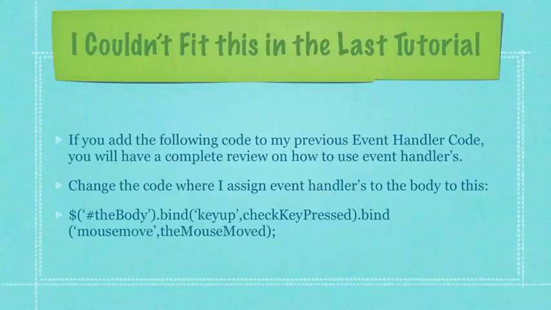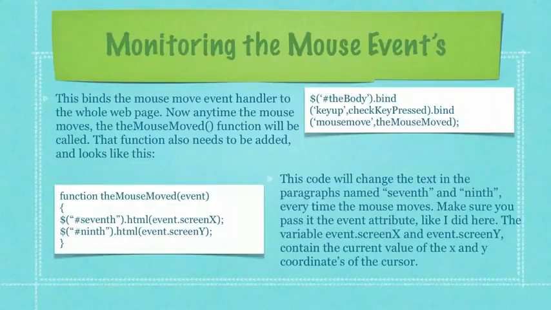Change the code where I assign event handlers to the body to this. As you can see here, I just added an additional event handler, mouse move, to the body element, and whenever a mouse movement is detected, I will call the function the mouse moved. In the upper right hand corner of your screen, this text will bind the mouse move event handler to the whole web page. Now, anytime the mouse moves, the mouse moved function will be called.